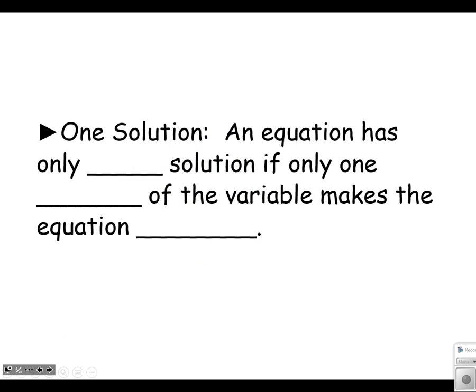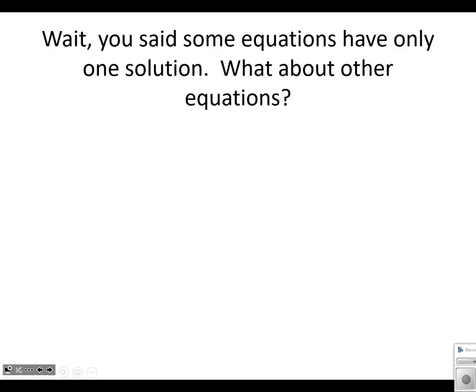One solution. When you have one solution, you have an equation that has only one solution if only one value of the variable makes the equation equal on both sides. So, one solution is when you find a value for x. X equals something. You're going to get x equals, and then some number. I'm going to call it n. And I'm going to show you a trick a little bit later on how you can tell at a certain point when you're solving.